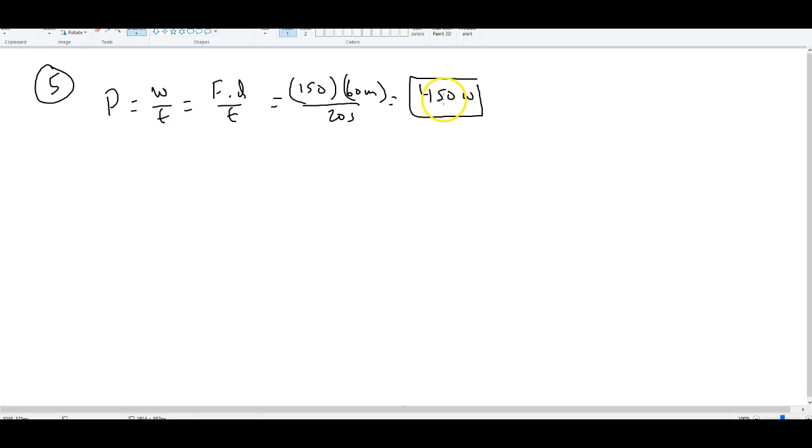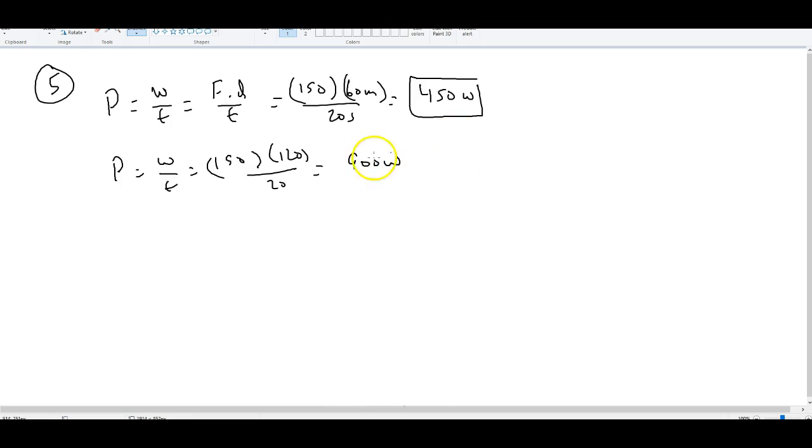What's the gardener's power if the speed is doubled? So I go back to my power and think, if my speed is doubled, then my distance would be doubled in the same amount of time. My force is still 150, but I could double my distance in the same amount of time. And that gives me 900 watts.